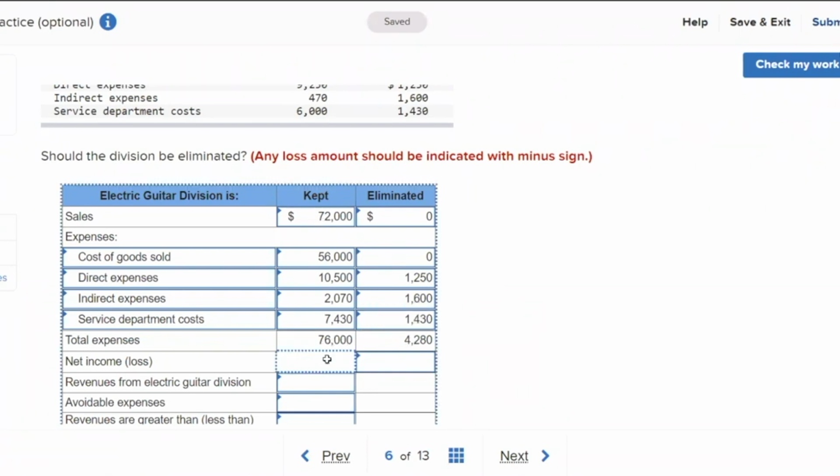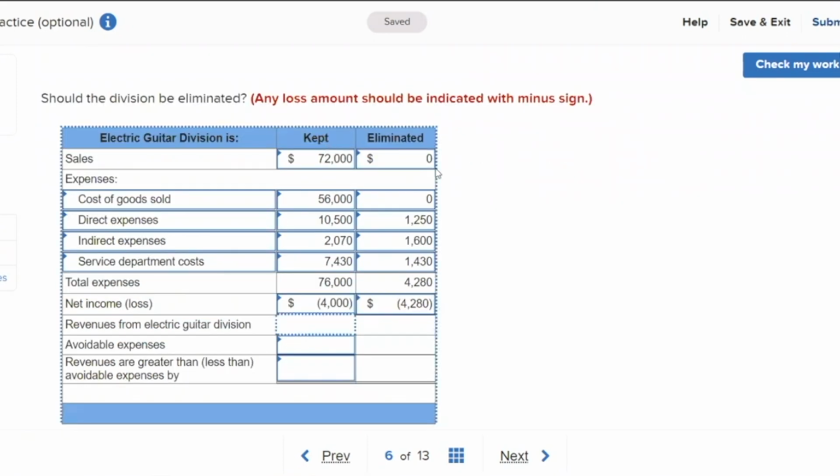Now, what do they want here? Net income or loss? So 72 minus 76. It's 4,000 negative, right? That's a loss. So this is what people are going to look at. Oh boy, a loss. But if we eliminate electric guitars, we are not getting any of those sales, and we're still going to be in the hole 4,280. That makes sense? Because we would still have all these expenses.